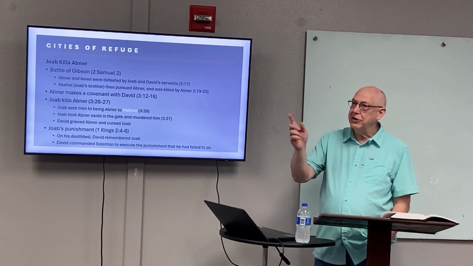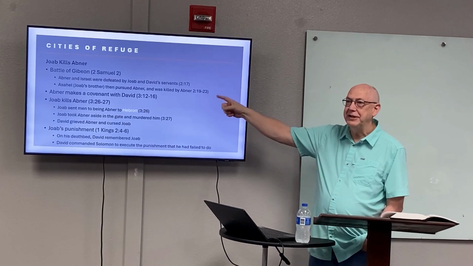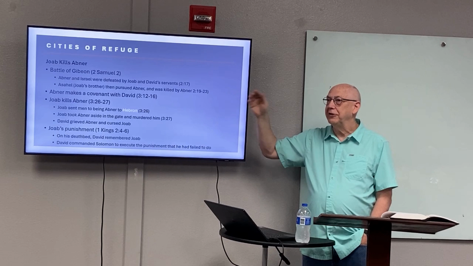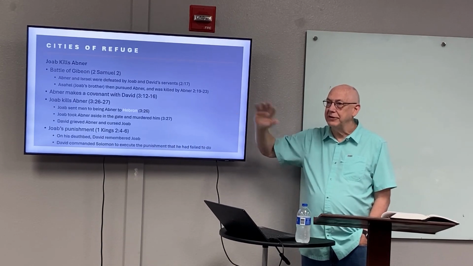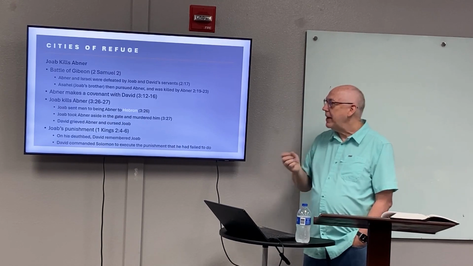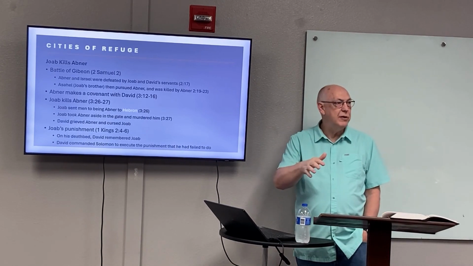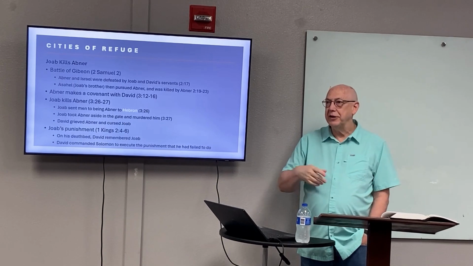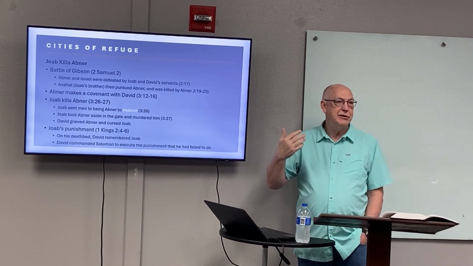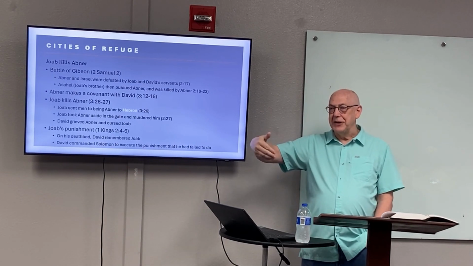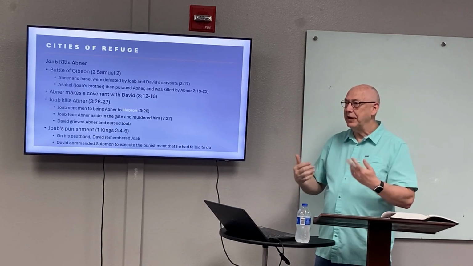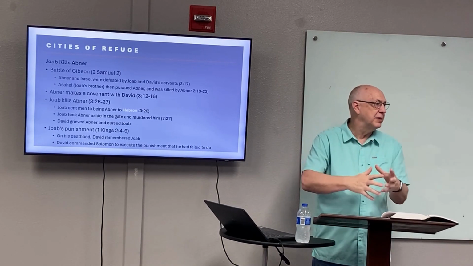So Abner says, okay, I'm going to go over to David's side, and I'm going to help David establish his kingdom over both Israel and Judah, so reunite the kingdom. That's what Abner does. He goes to David, says, I want to make a covenant with you. David enters into a covenant with him, and then Abner ends up working for David, and he goes to the house of Benjamin, which is where Saul is from, and he convinces the leaders there to join forces with David. And once that happens, everything else falls into place.